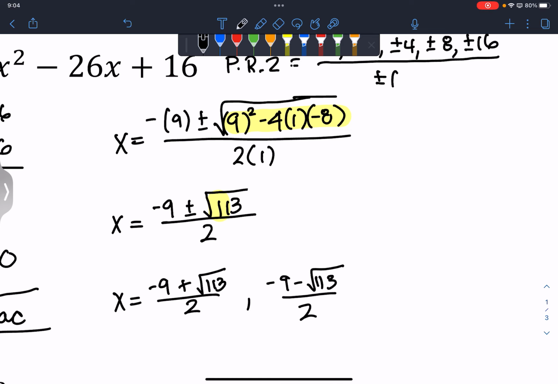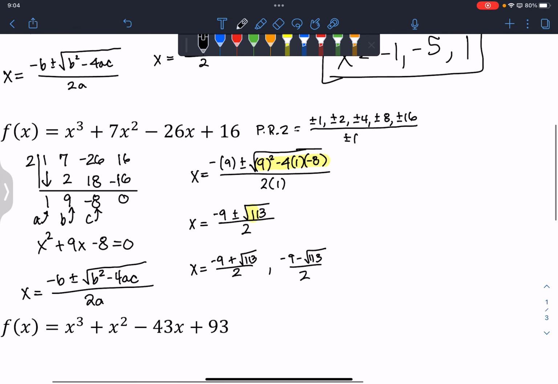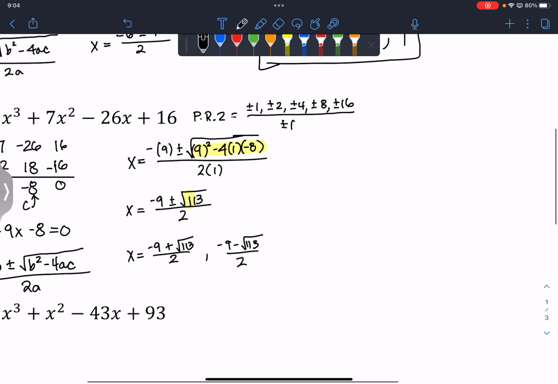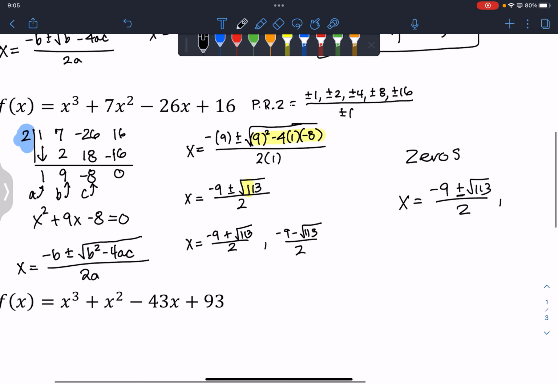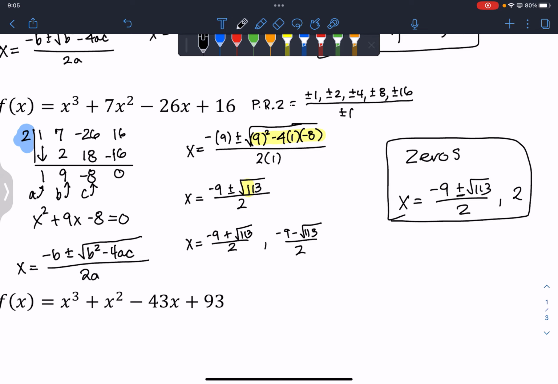And of course, we also have this value right there. So our zeros, the list of zeros for this one, is x equals negative 9 plus, like I said, the square root of 113 over 2, and then negative 9 minus that square root of 113 over 2, and of course positive 2 as well. So these are the zeros to this problem number 2.